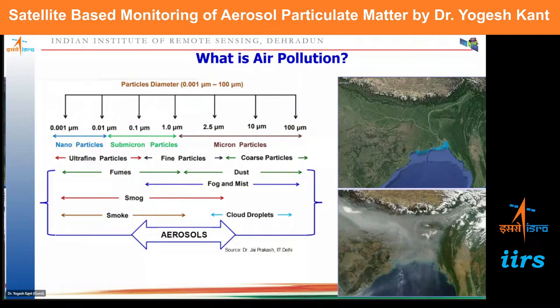We come across many such examples like fumes, dust, fog, mist, smoke, and clouds. These are all classes of aerosols. They are emitted, they are formed, and a lot of processes happen. These are broadly classified as fine particles, ultra fine particles, and coarse particles. For example, on the right hand side, you can see the image of Eastern India, Bangladesh, and the Bay of Bengal. When there is clean air or less pollution, we can see from the satellite data that the land masses and the water bodies are clearly visible. But in the below image, which is a winter image, due to the formation of fog and clouds, the visibility is hindered.